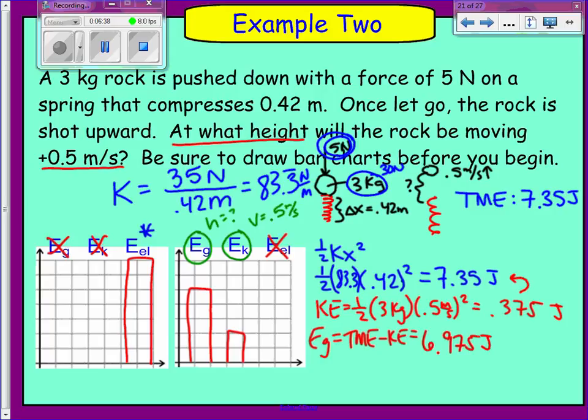Now I can use this to solve for what the height is. Because remember, gravitational energy is mass, which is the 3 kilogram rock, times the gravitational acceleration, which is 10, times h. H is what we are going to solve for. So we take 6.975 divided by 3 and divided by 10 to get a height of 0.2325 meters.